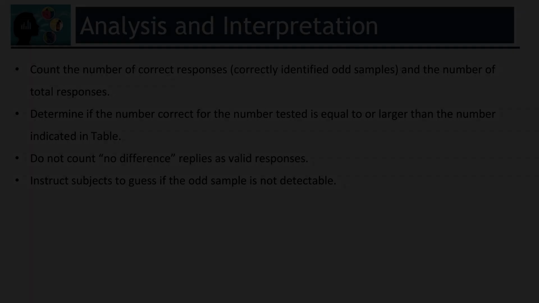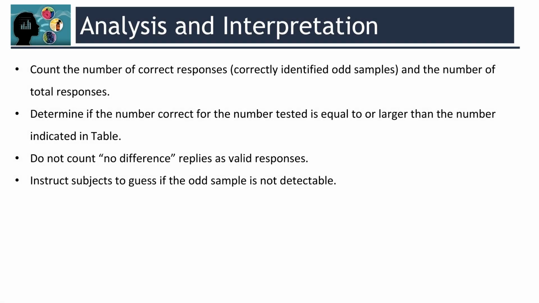In order to analyze and interpret the data, count the number of correct responses, that is, correctly identified odd samples, and the number of total responses. Determine if the number correct for the number tested is equal to or larger than the number indicated in the table. Do not count no difference replies as valid responses. Instruct subjects to guess if the odd sample is not detectable.